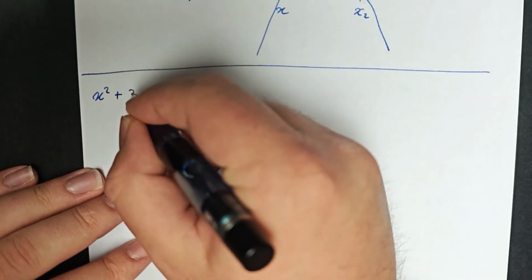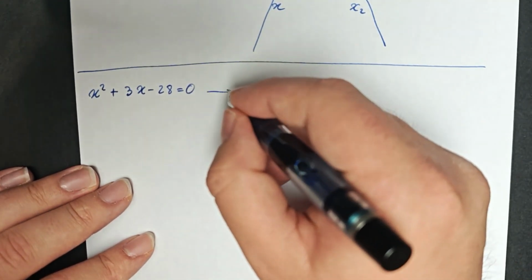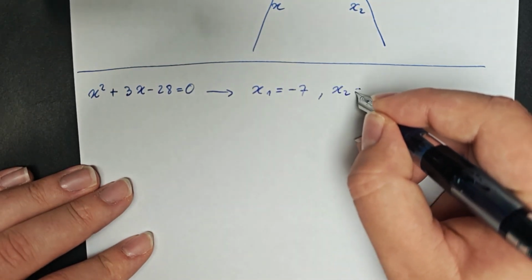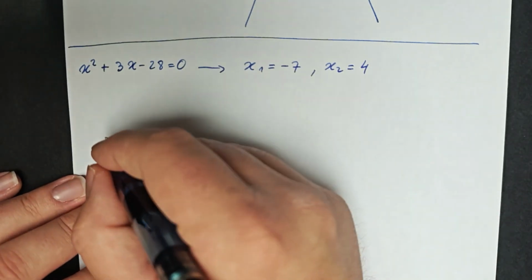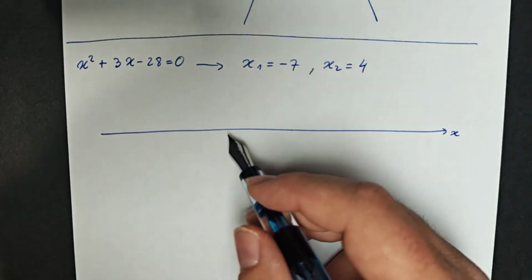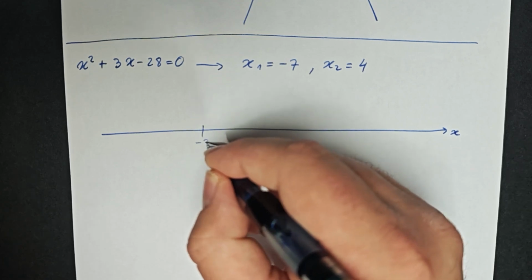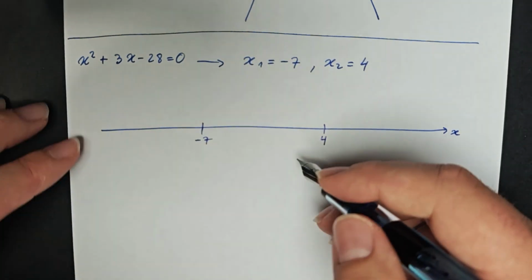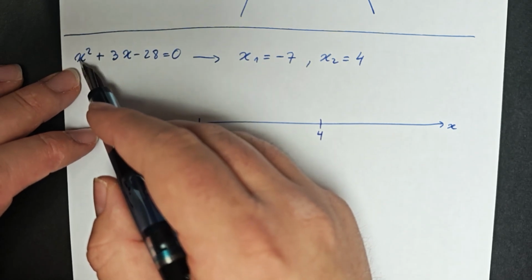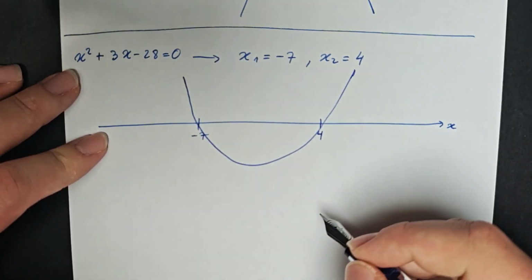x squared plus 3x minus 28 is equal to zero. We have found that the zeros are x1, negative 7, and x2, which is positive 4. We have our x, the variable which we are reading the values of on the line of real numbers. We have numbers negative 7 and 4. In ax squared, a is number 1, that is larger than 0. We have a smiley face. So let's draw that smiley face here.